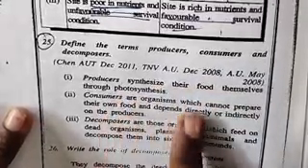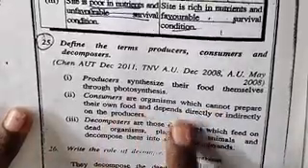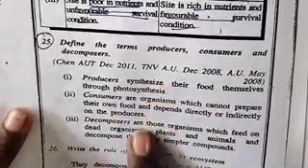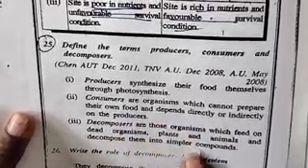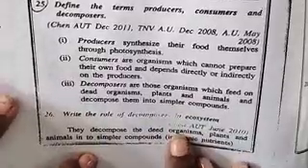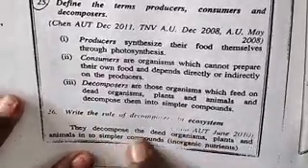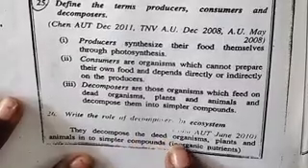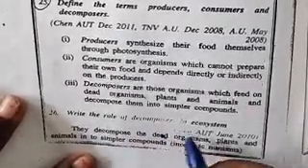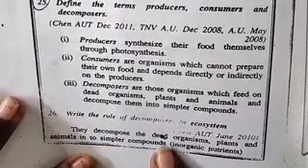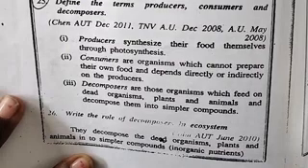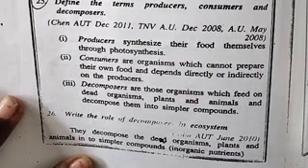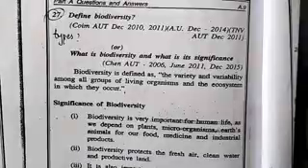Producers are organisms. Consumers cannot prepare their own food and depend directly or indirectly on producers. Decomposers feed on dead organisms, plants, or animals. What is the role of decomposers? They decompose dead organisms, plants and animals into simpler compounds, that is, into inorganic nutrients.